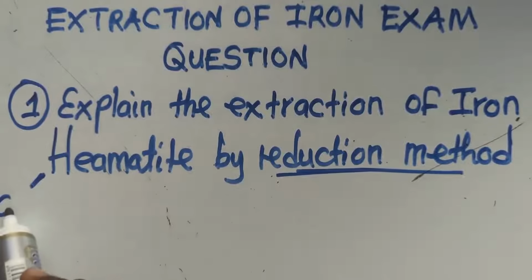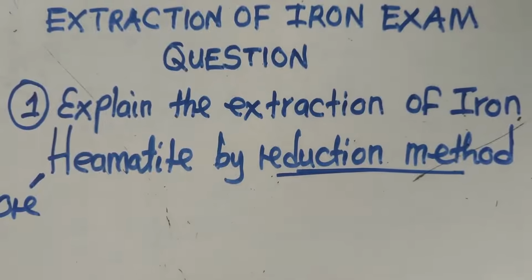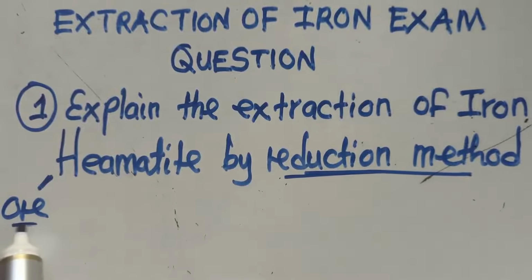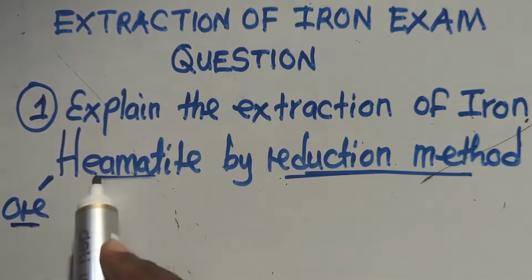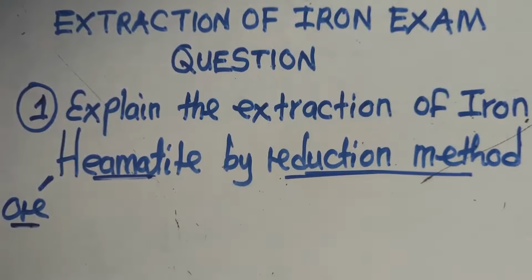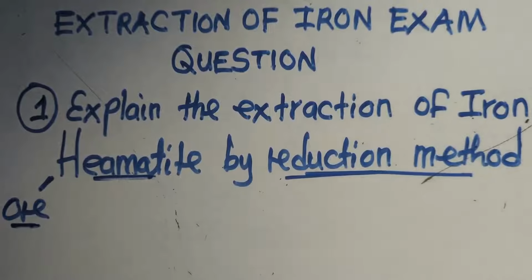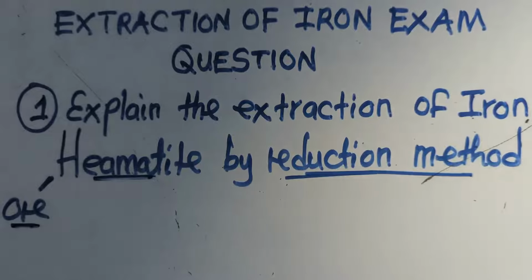So this is the major ore for iron. When I say this is a major ore, maybe there is someone who doesn't know what this means. The hematite here is an ore for iron, meaning that hematite is a compound from which iron is extracted. In chemistry, an ore is a compound from which a metal is extracted.